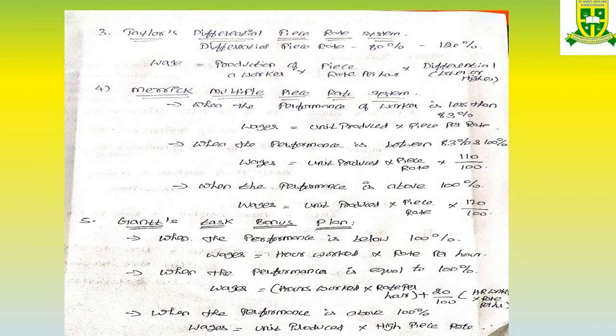When the performance is 83 to 100, we are giving the extra benefit of units produced into piece rate, at 110%. When the performance is above 100%, we are giving the extra benefit of 120 by 100. So this is the extra element given for the benefit of the worker who is working nicely.